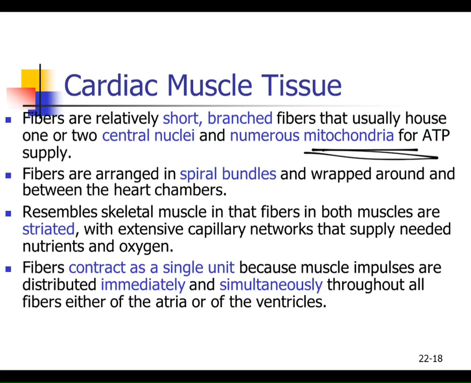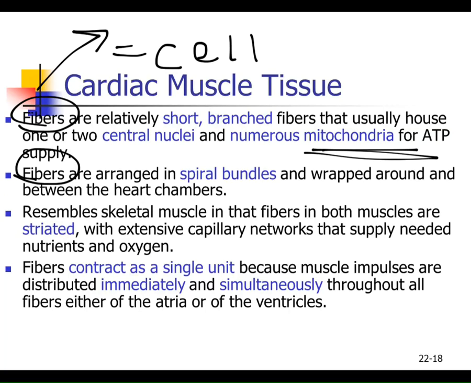Now, the fibers are arranged in spiral bundles. Now, when I say the word fibers here and here, what is a muscle fiber? A muscle fiber is the same as a muscle cell, right? So when I'm saying the word fiber here, I'm referring to the entire cells. The cardiac muscle cells are Y-branched with striations and intercalated discs. The cells themselves are bundled in spiral arrangements.